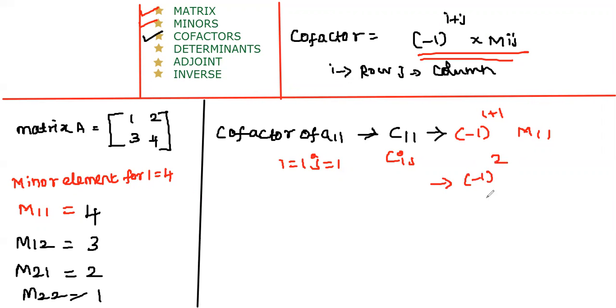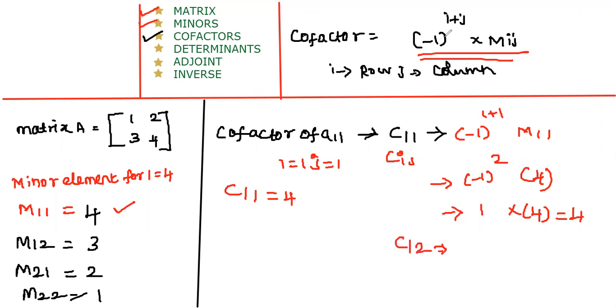So -1 whole power 2. It is even, so -1 into -1 will become +1. When you square -1, you'll get the result as +1, right? So M11, the value of M11 that we found already is 4. That will get multiplied with this 1. So the result is going to be 1 into 4, which is 4. So the cofactor of A11, C11, is 4, right?